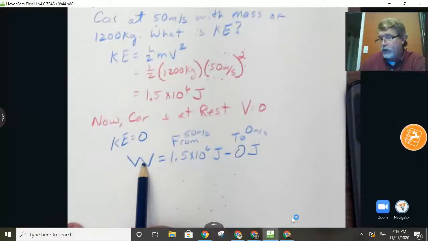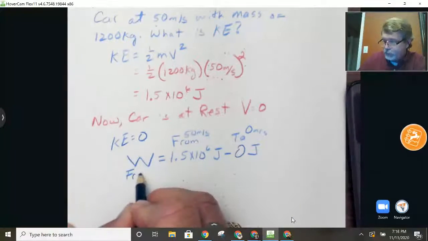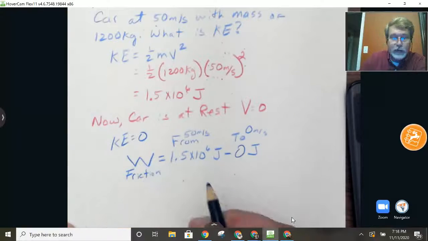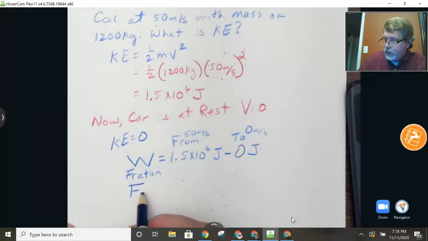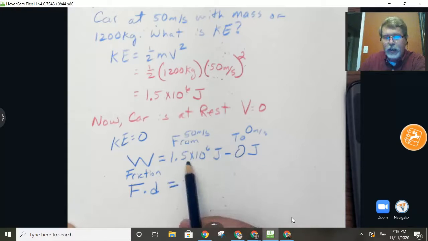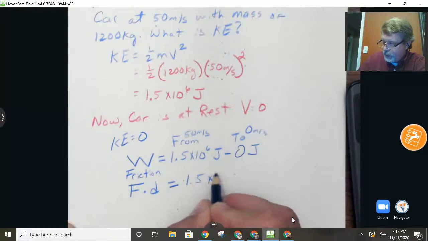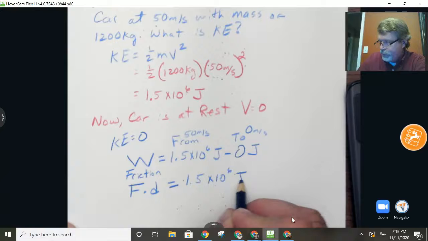Now, what was the work? The work was done by friction of the brakes. That's what we're going to guess it's done. And so the force times the distance equals how much it has changed. Of course, 1.5 times 10 to the 6 joules minus 0 is 1.5 times 10 to the 6 joules.